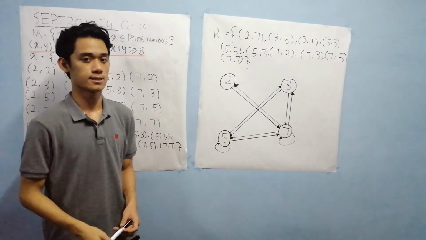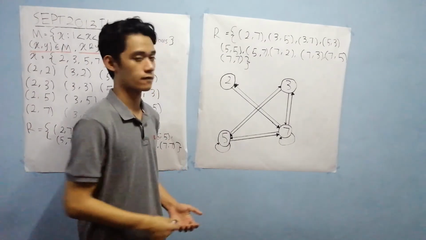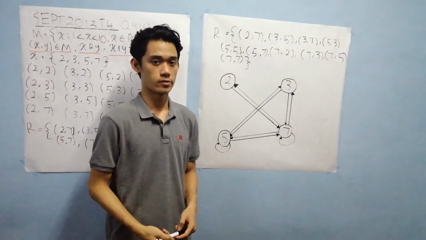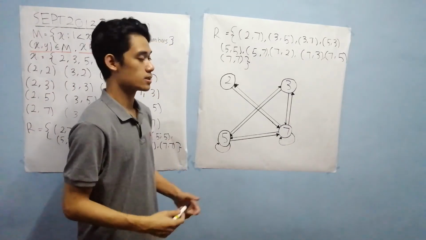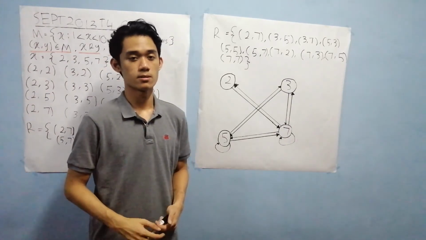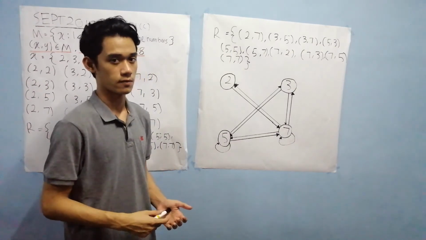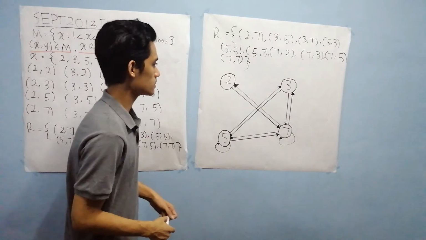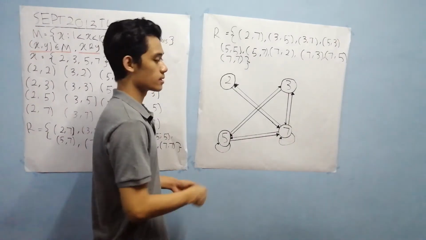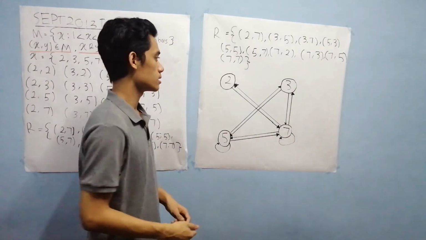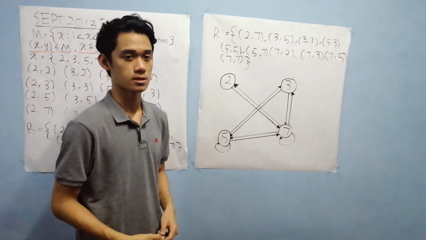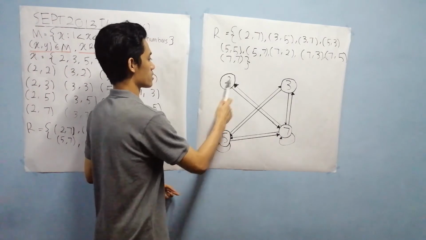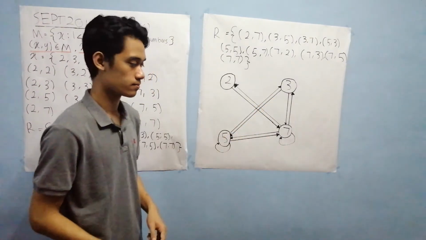To answer question number 2, we must look at the graph in order to determine whether R is a partial order or equivalence relation. To answer this question also, we must state the properties of relation, which are transitive, symmetric, antisymmetric, and reflexive. From the graph, we know that R is not reflexive. This is because there is no loop at every vertex. We can see that vertices 2 and 3 don't have any loops.